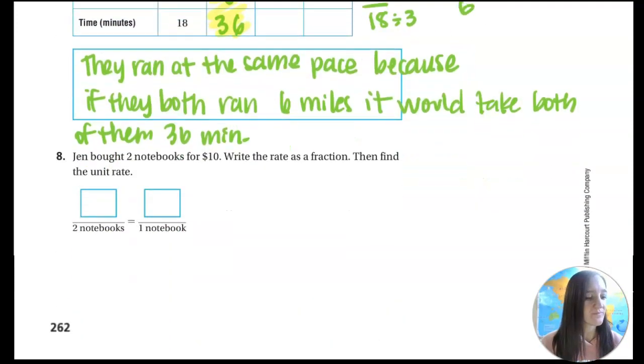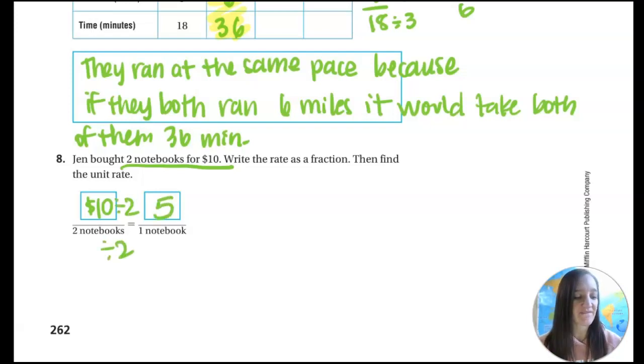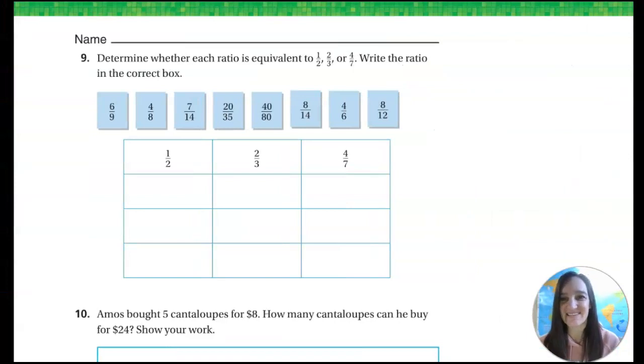Got it? Jen bought 2 notebooks for $10. Write the rate as a fraction, then find the unit rate. So 2 notebooks for $10. That will be 2 notebooks, $10. The unit rate to go from 2 notebooks to 1 notebook, I'm going to divide by 2, and that will give me $5 per notebook. That is the first unit rate of the test.